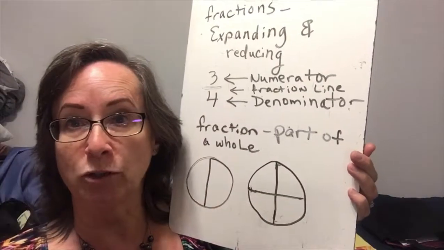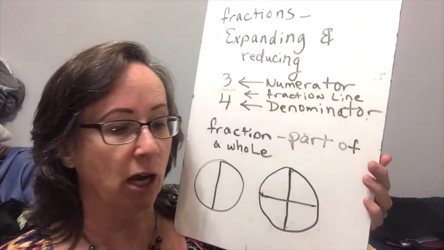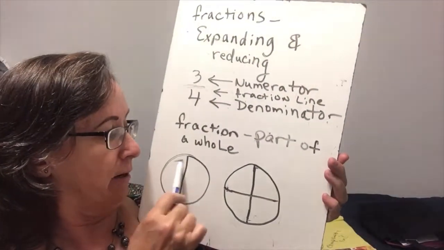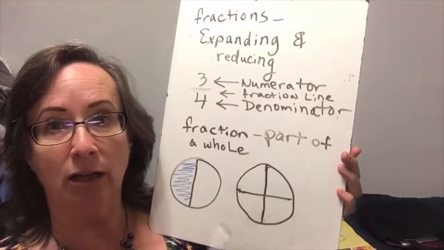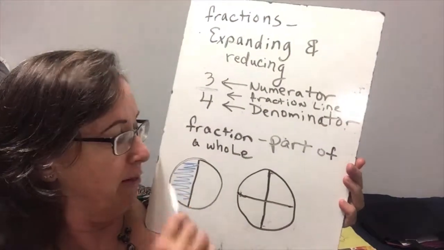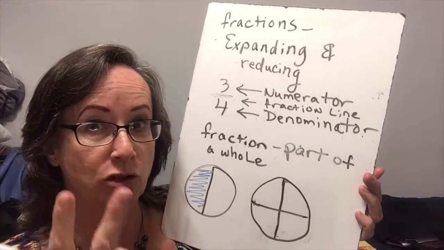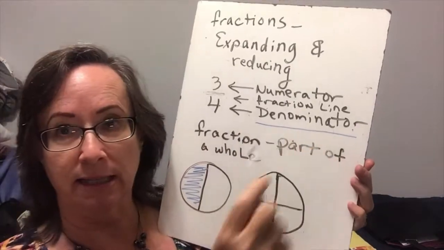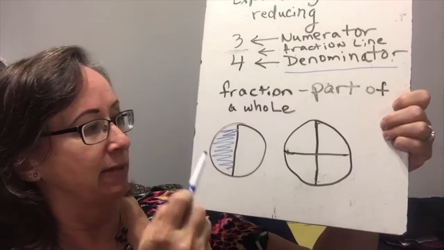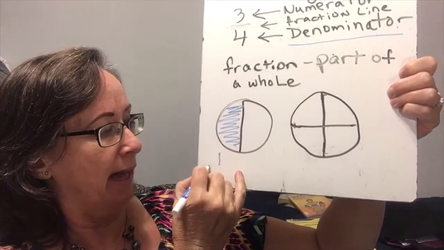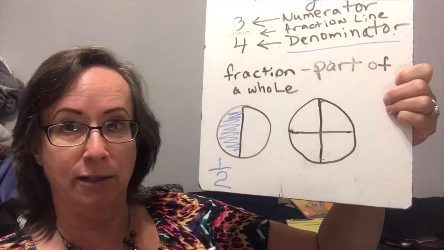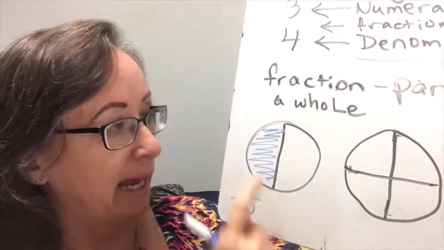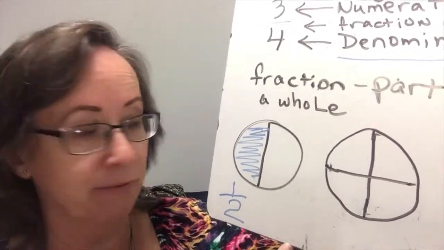So I will normally see in a book or on a page part of the figure shaded. So here I'm going to shade 1 out of 2 parts. So the whole is divided into 2 equal parts. That is what the denominator tells us. The denominator tells us that we're talking about 1 out of 2 parts that make a whole. So 1 out of 2 is 1/2, and we have shaded 1/2 of the circle.